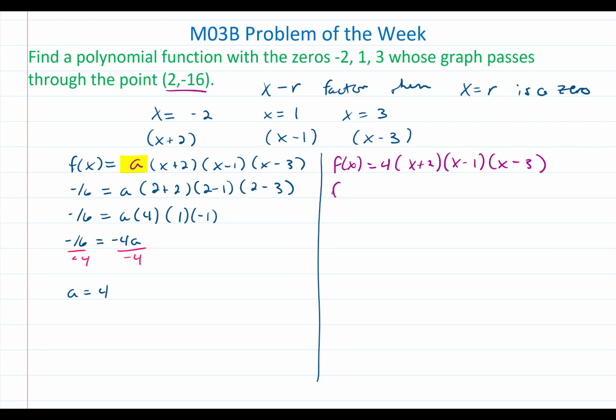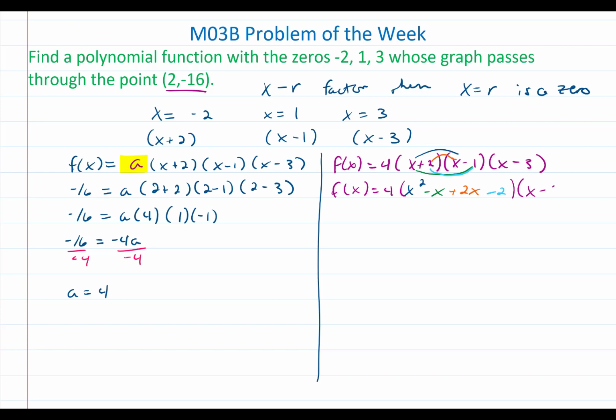So we're going to start by multiplying, or distributing, the binomials. So let's choose two of them: x plus 2 times x minus 1. We can use the distributive property, or some of you like to refer to that as foiling. So x times x is x squared. x times -1 is -x. 2 times x is +2x. And finally, 2 times -1 is -2.